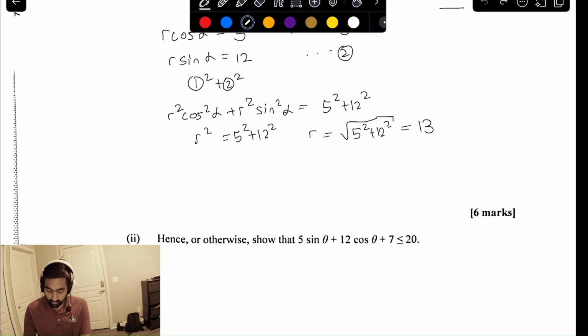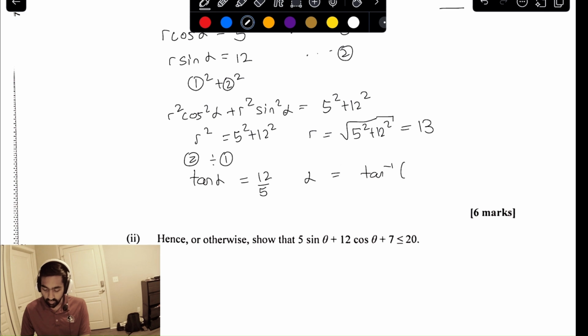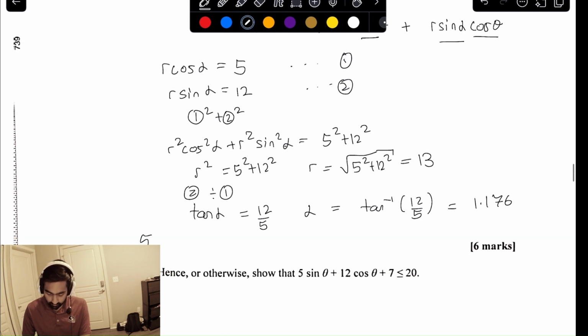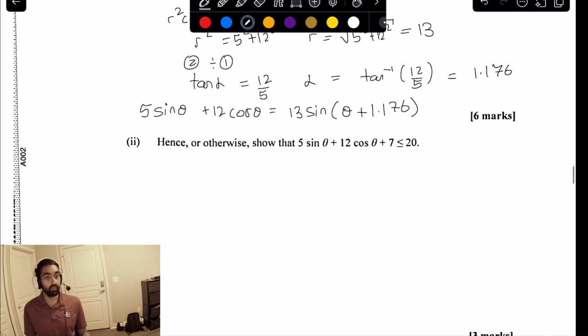And then what's alpha? Well, if I take 2 divided by 1, I get sine alpha over cosine alpha. And sine over cosine is just tan, so tan alpha is equal to 12 over 5. So that means that alpha is just tan inverse of 12 over 5. And you'll see that this is 1.176 radians, right? So the way that you'd express it is 5 sine theta plus 12 cosine theta is equal to 13 sine (theta plus 1.176). Okay, so that's how you do part 1.